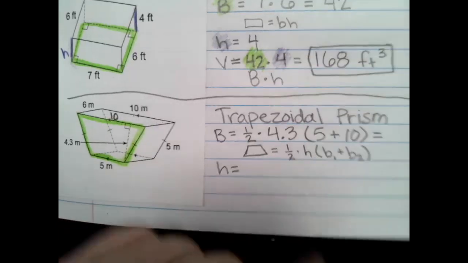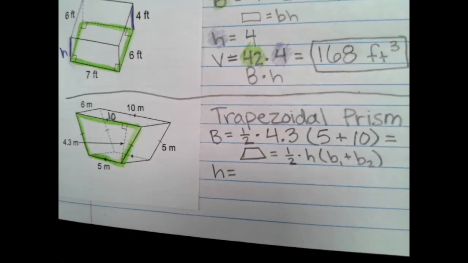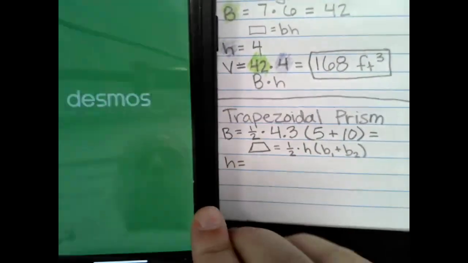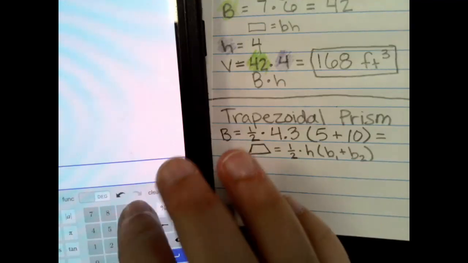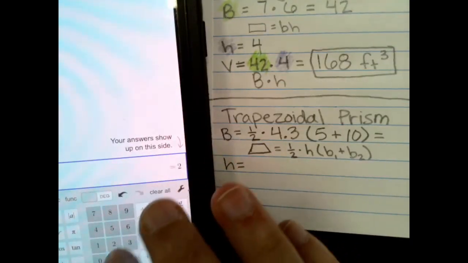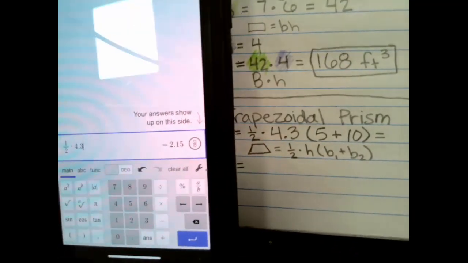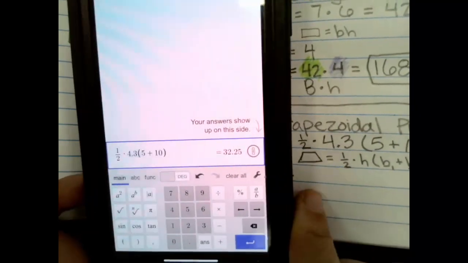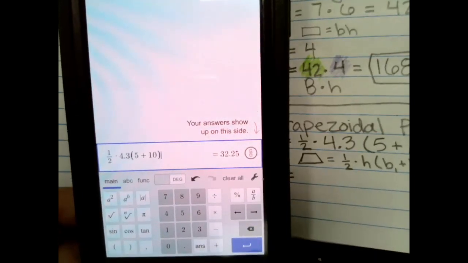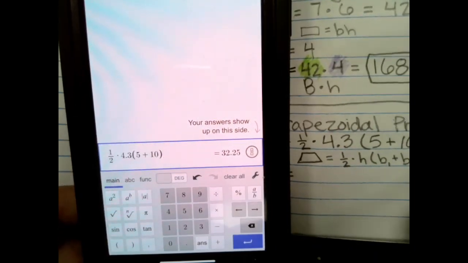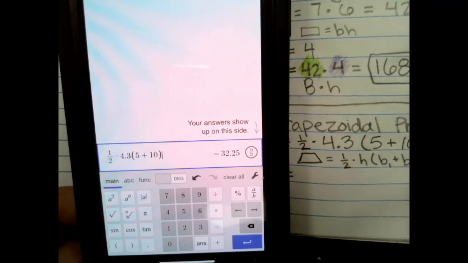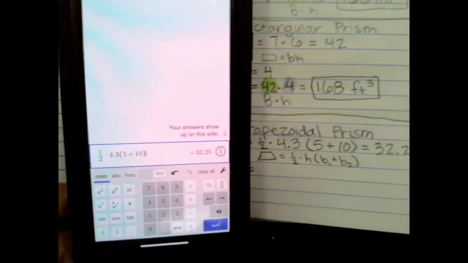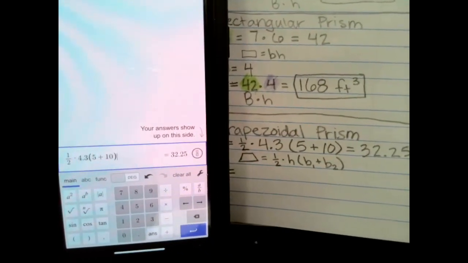All right, I don't know the answer to that, so I got to use my calculator. I'm going to use Desmos now, because that's more than just multiplying. So 1/2 times 4.3, parentheses 5 plus 10, and we get 32.25. We'll leave it as that for now, 32.25. Don't need to round it quite yet, because we might not need to round it in the final answer.